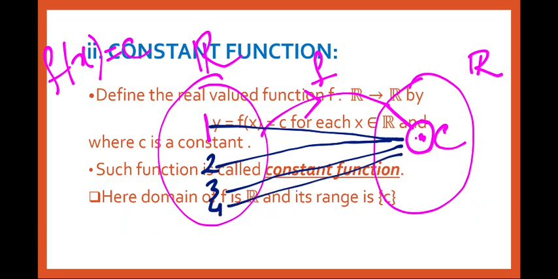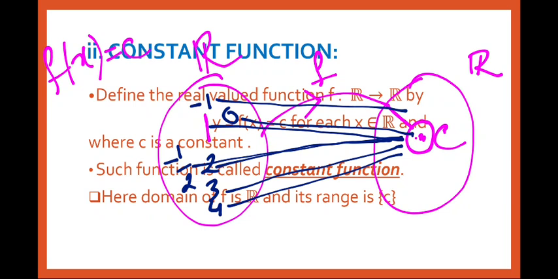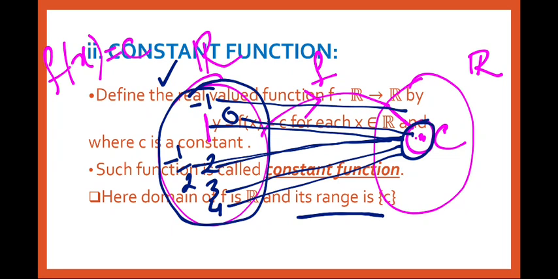4 also goes to c. Minus 1 goes to c. 0 goes to c. Minus half also goes to c. That means for all the numbers in the domain, the image will be the same, and that is c. That's why here the range is the singleton set {c}, because every element in the domain goes to a single point c. That's why c is the range set, and the whole set of real numbers is the domain.